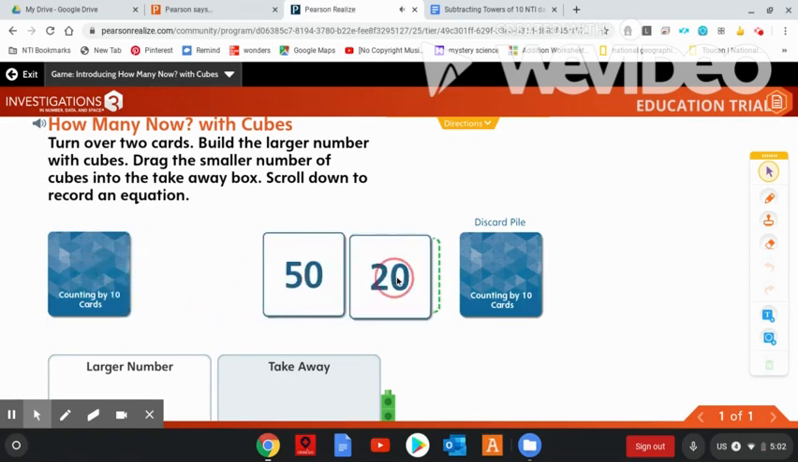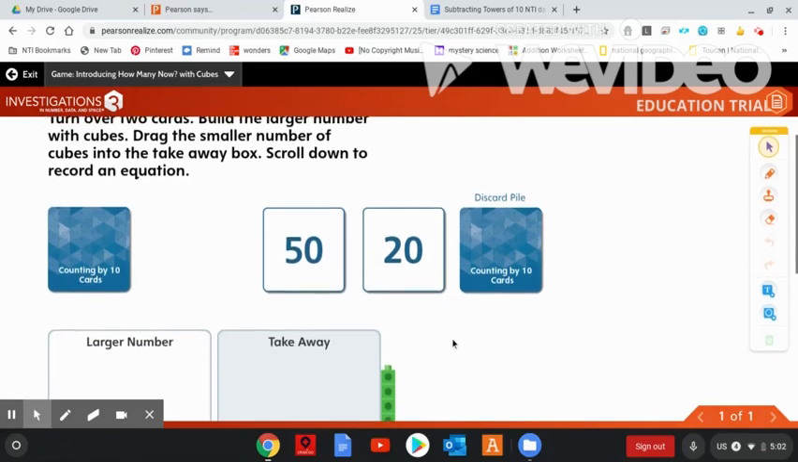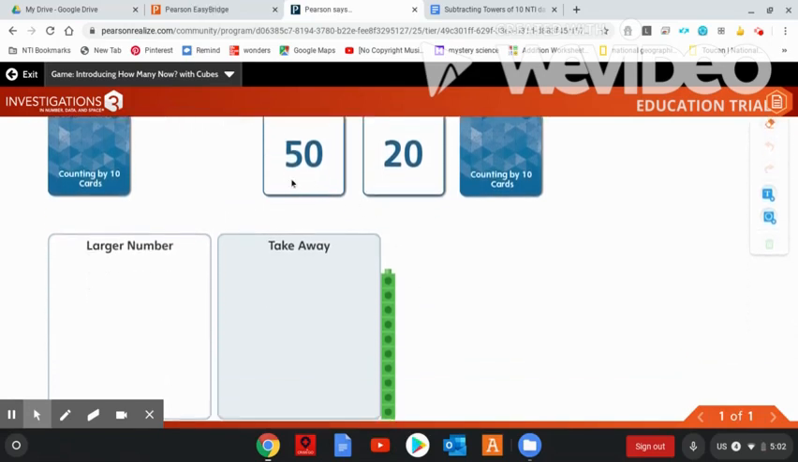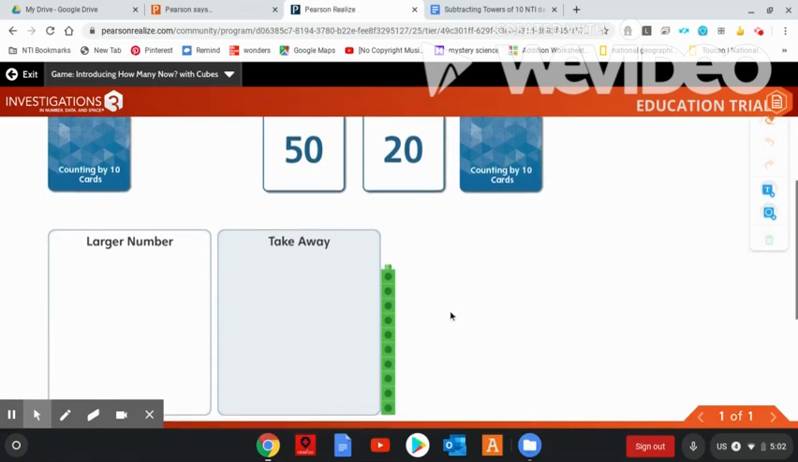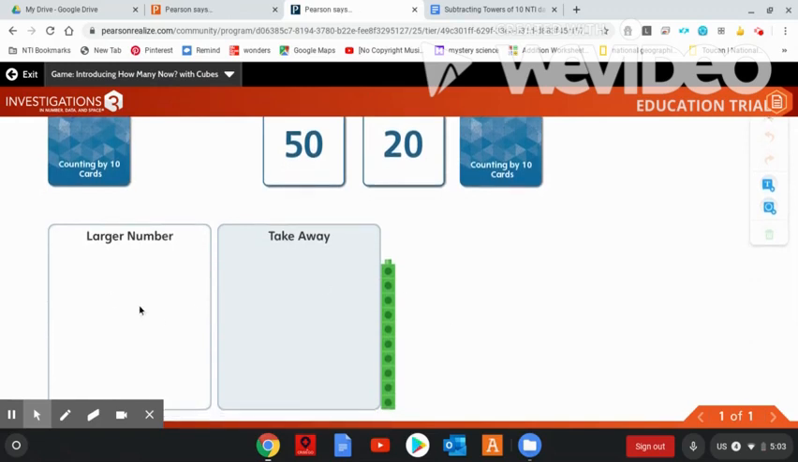There's my second card. Now we need to determine which number is greater, 50 or 20. Yes, we can do a really quick trick by looking at our tens place. We've got a 5 in 50 and a 2 in 20, and 5 is greater than 2, 50 is greater than 20. So we need to build the greater number, 50. How many towers will I move onto the mat to build 50? Yes, 5. Count with me.